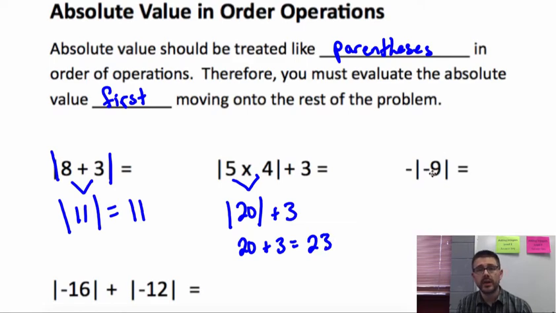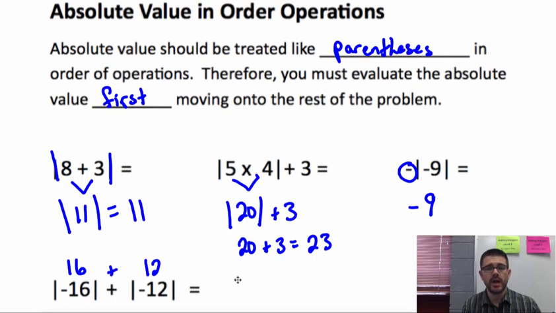Here, in the absolute value first, the absolute value of -9 is 9. Because -9 is 9 steps away. But now, I want the negative. Or another way of thinking about the negative is it means it wants the opposite. I want the opposite of the absolute value of -9. So I want the opposite of 9. Well, that's -9. Down here, absolute value of -16 is 16. Absolute value of -12 is 12. Then I come back and do the problem, and I get an answer of 28.